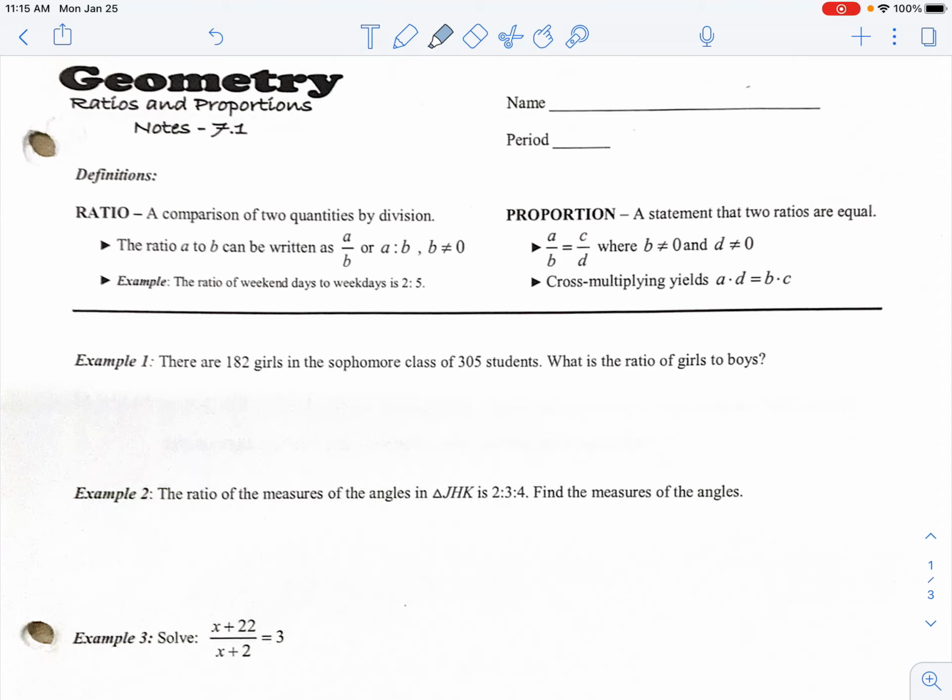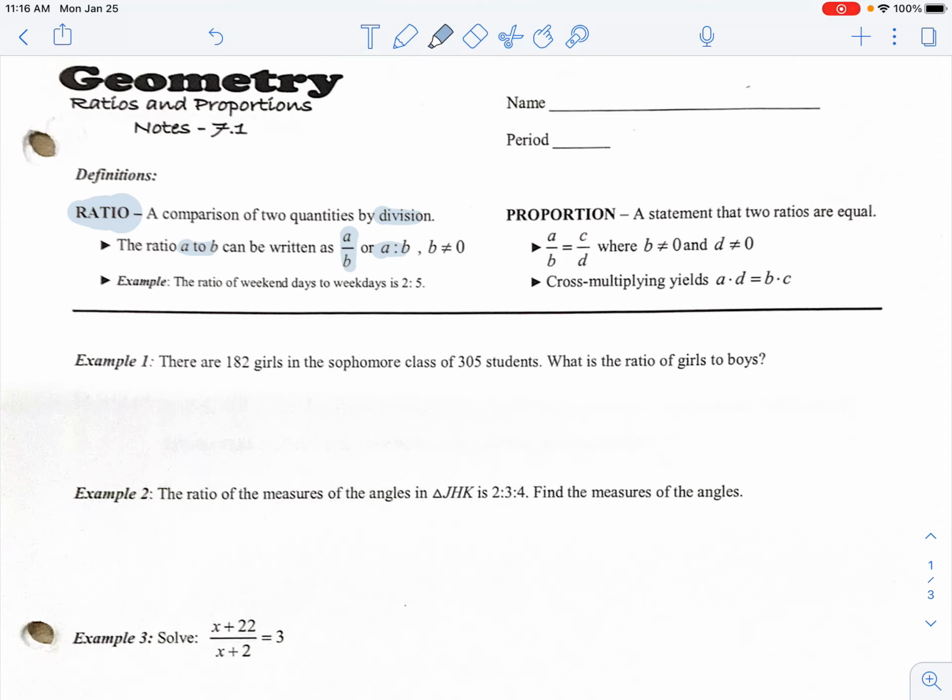Alright, today we're going to be learning about ratios and proportions and how to set up equations and solve using both. So first off, we need some definitions here. A ratio is a comparison of two quantities by division. A ratio can be written as A to B, describing how something relates to another thing. It can be written as a fraction or that.